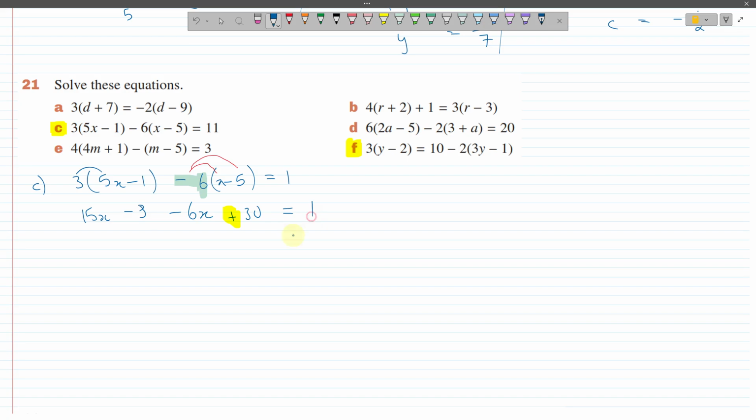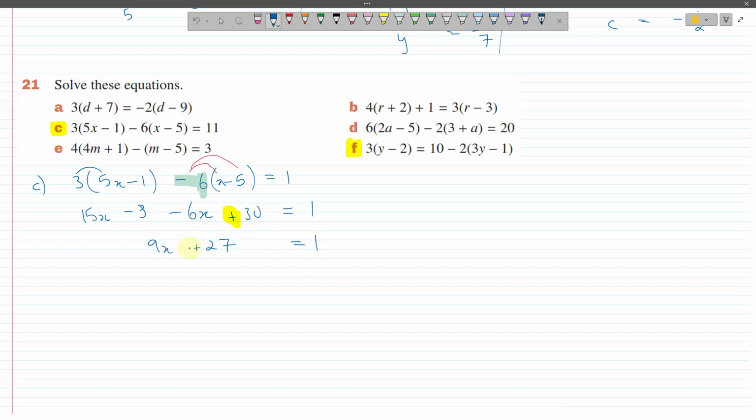Okay, so I haven't changed anything. I have not operated on the left-hand side. I've just expanded the brackets. That's why the right-hand side does not change, because I haven't done anything to the left-hand side other than expanding brackets. The balance is still there. 15x minus 6x gives me 9x. Negative 3 plus 30 gives me positive 27, equals 1.